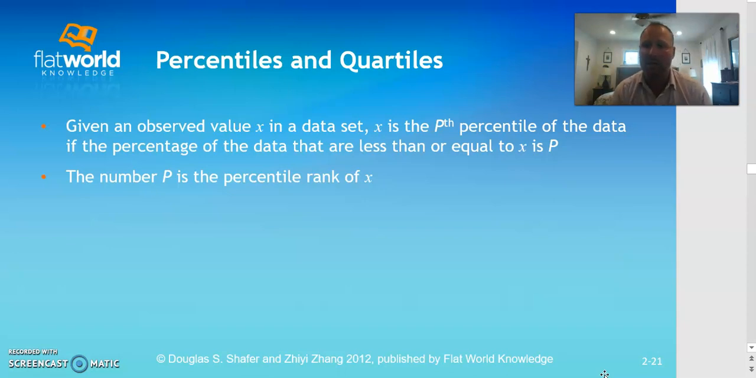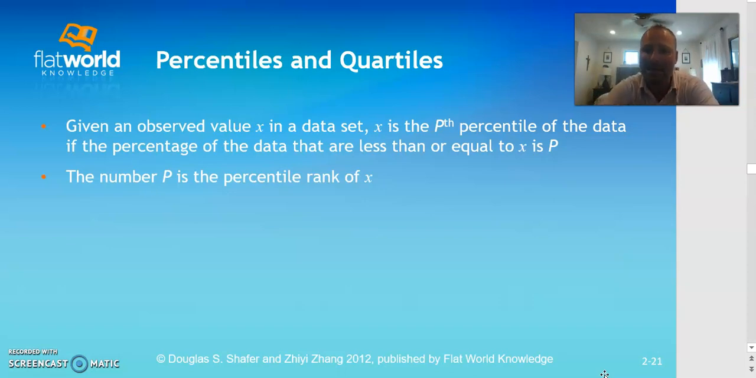Right now we're going to take a look at another graph, you might call it, and it's called a box plot or a box and whisker plot. But before we can get into that, we need to have a conversation about percentiles and quartiles. So you'll see the slide right here: percentiles and quartiles, given an observed value x in a data set. So x represents a specific value that we are evaluating within a data set.